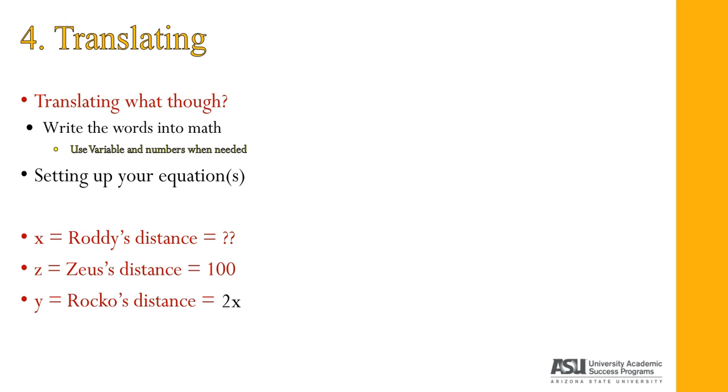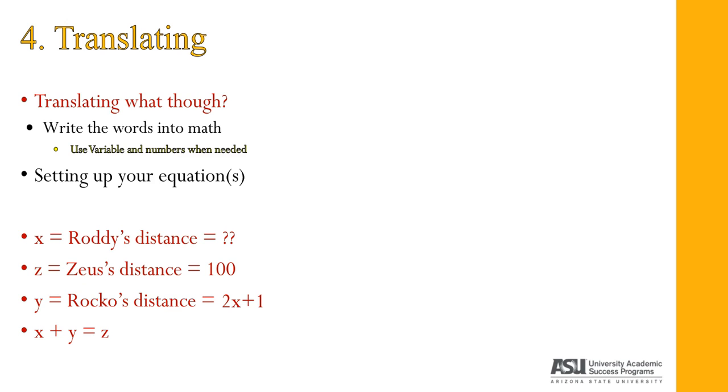y equals Rocco's distance, and we know he ran twice as long as Roddy, which translates to 2 times x. If there is one more mile, it means we need to add 1 to 2 times x, which is equal to 2x plus 1. Yes, and now we need to make one equation. What do you think it could be? With just variables, x plus y equals z.